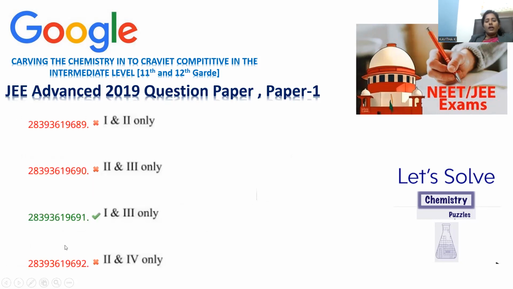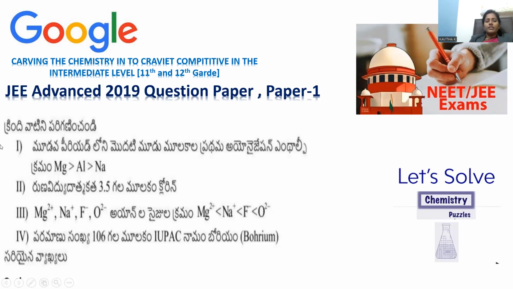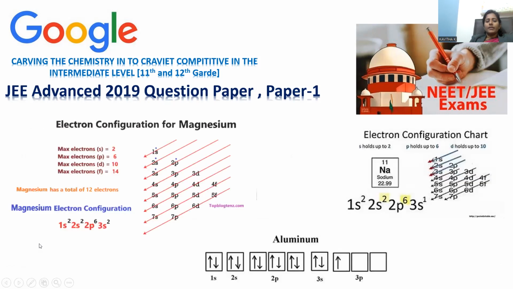So among all, 1 and 3 only correct. 1 and 3 means, so this first ionization enthalpy and size of the ions, 1 and 3 are correct only. Let's see how we can explain this one.